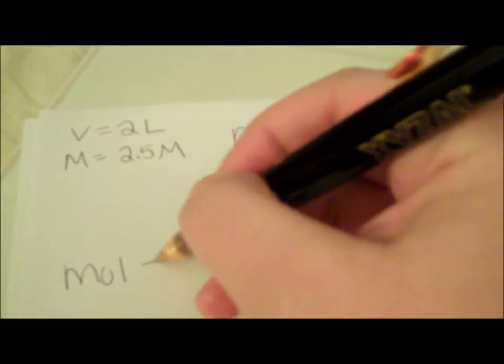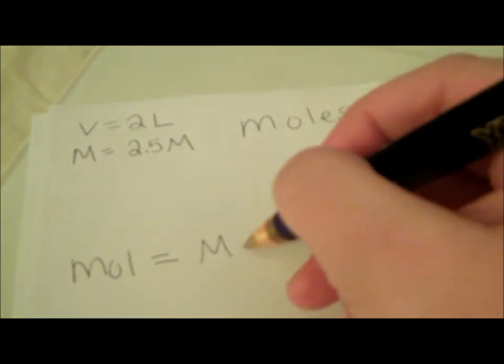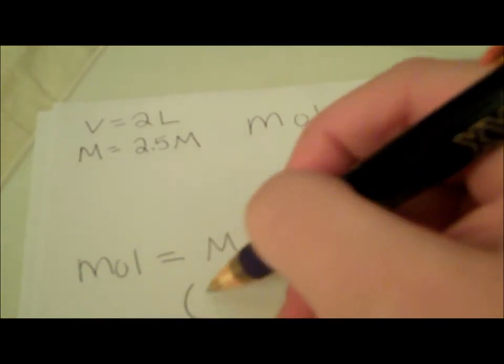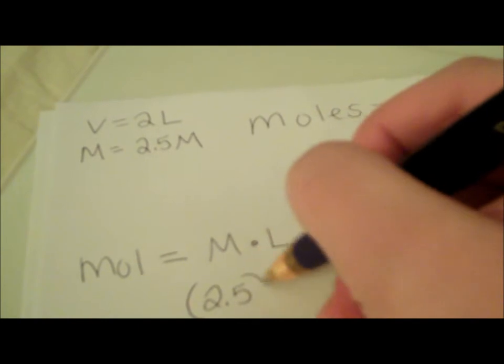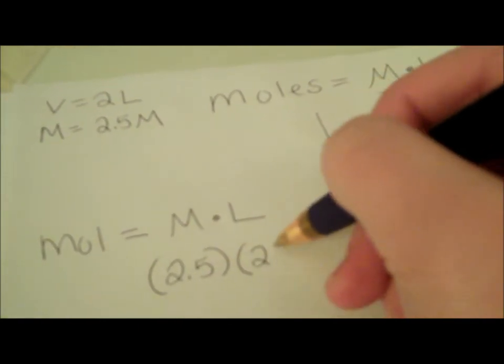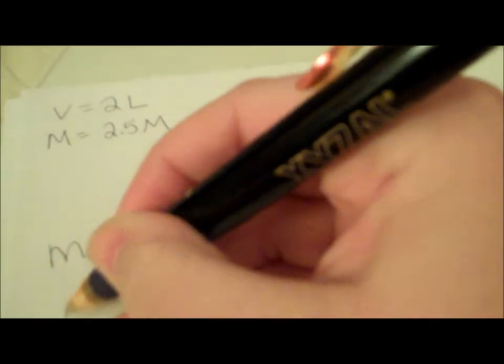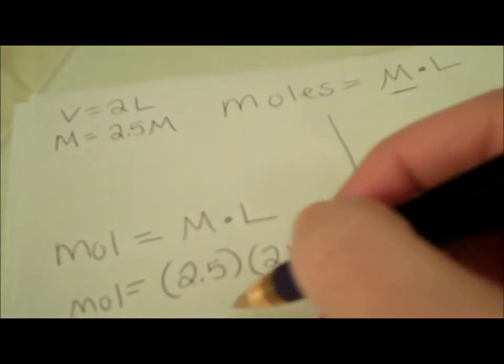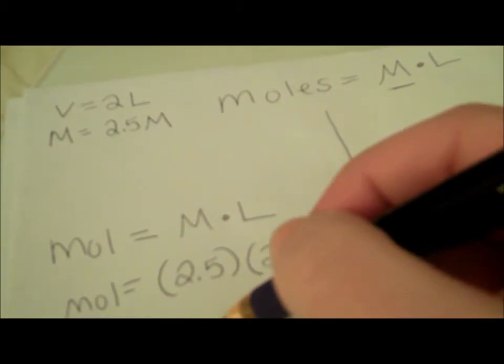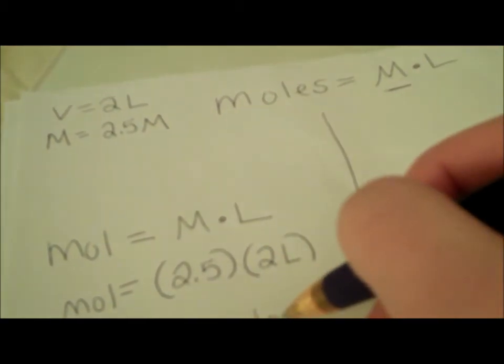Now the first way is that we can just use this equation like so. So moles is going to be equal to our molarity times liter. Our molarity in this problem is 2.5 times our 2 liters. So we'll find out that we have 5 moles of whatever we're looking for.